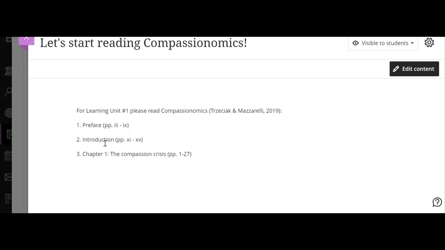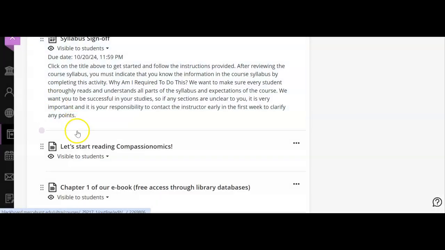I think you're really going to enjoy this book, Toria. I really do. You're going to read the preface, and it's important to read these pages: 3 through 9, the introduction, 11 through 15, and chapter 1, which is pages 1 to 27, about what the authors, Trzeciak and Mazzarelli, both physicians, see as the compassion crisis. Not only what they're seeing, but they base this full book on the evidence. So it's a great book, and I'm excited to use it for this course.